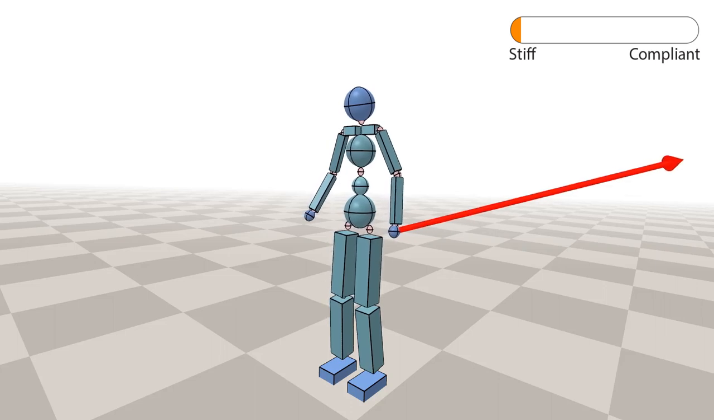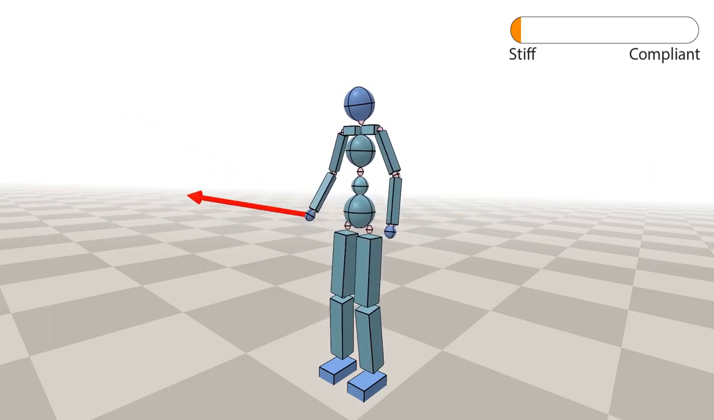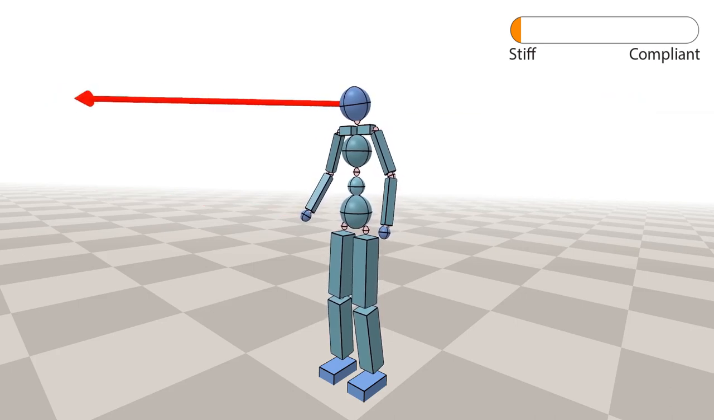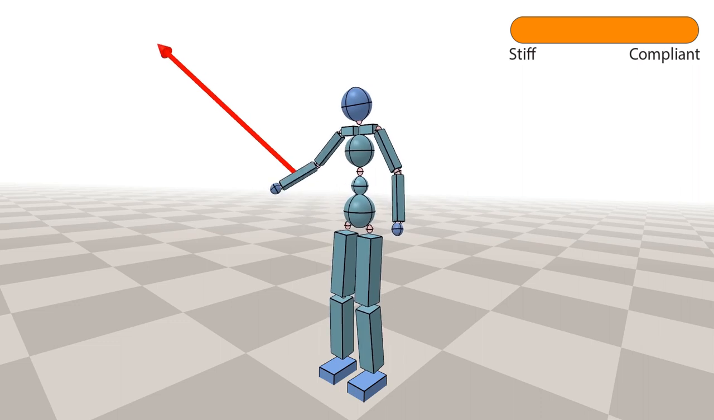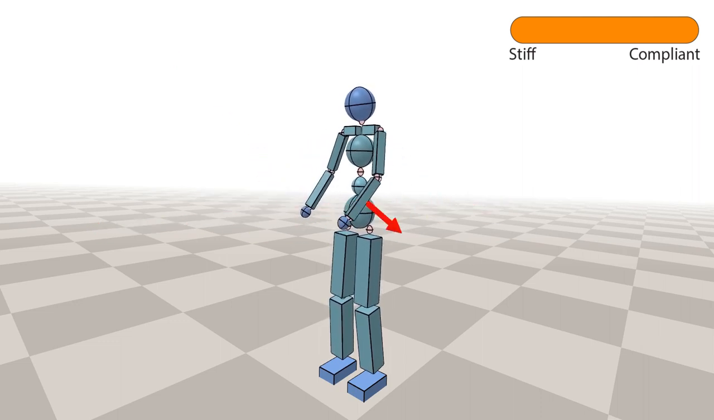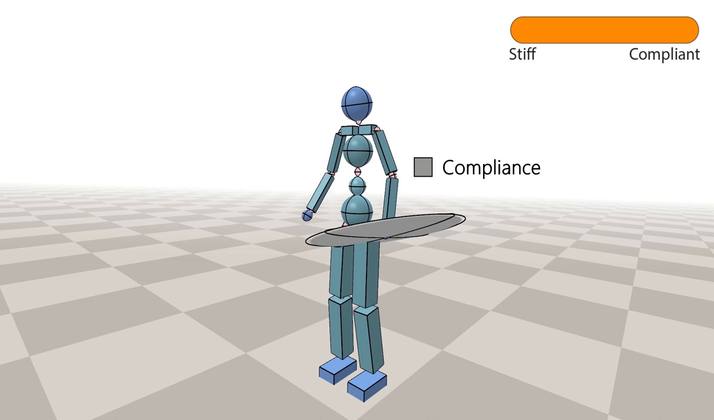Previous character control has been driven by position-based control, which acts stiffly when external forces are applied. Our system uses mechanical compliance to move in various ways according to the forces. Here we visualize the character's compliance forming an ellipsoid. Each axis of the ellipsoid shows the mobility of the character.